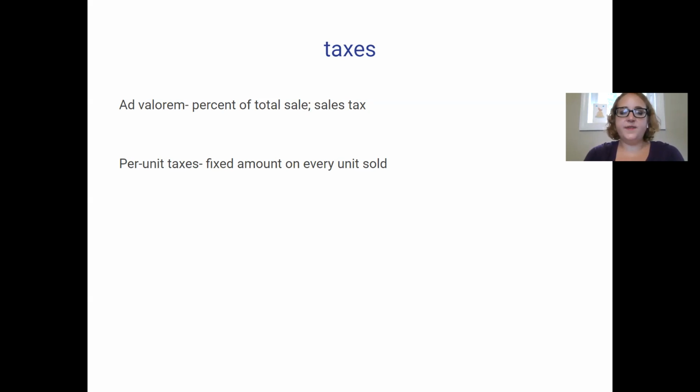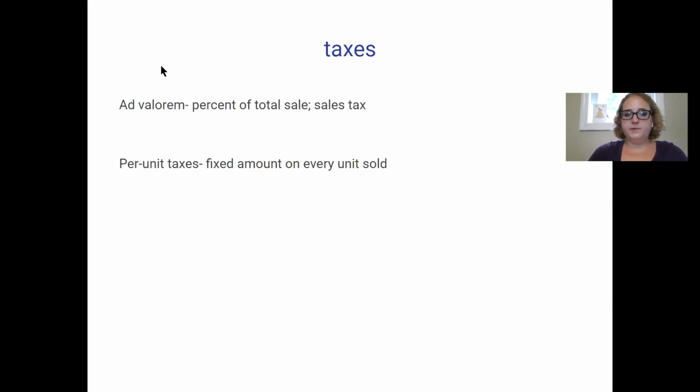So the per unit tax is not as commonly seen, for the most part, from us at least, but this is a fixed amount tax that's placed on every unit of an item sold. So if the government puts a $5 tax on TVs, it doesn't matter how much the TVs are going to sell for, the price is going to go up or down. This is just $5 for every TV sold.